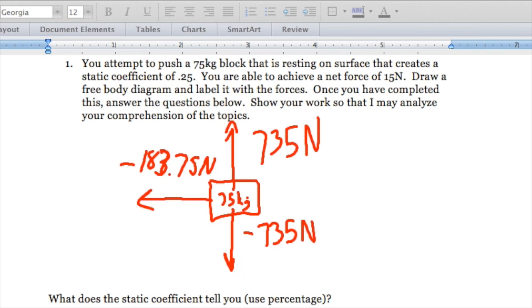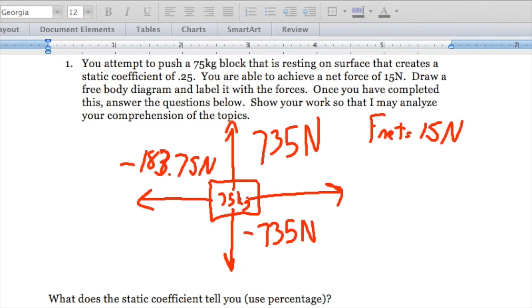So now that I have that information, I can look and see that my net force says that I have 15 newtons of net force. Okay, and that means that 183.75 newtons is opposing it. So I realize I'm more into the positive. Okay, so that means my net force is greater. So how much greater? 15 more. So in this case, I write down my net force equaling 15.